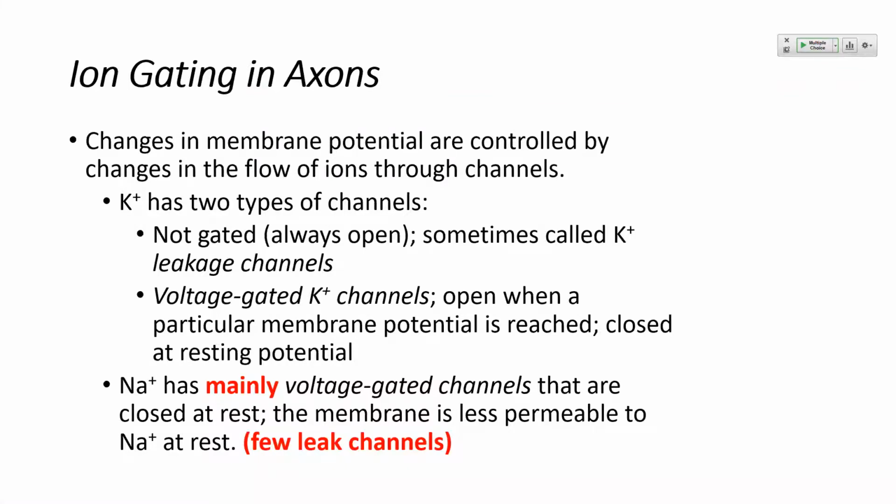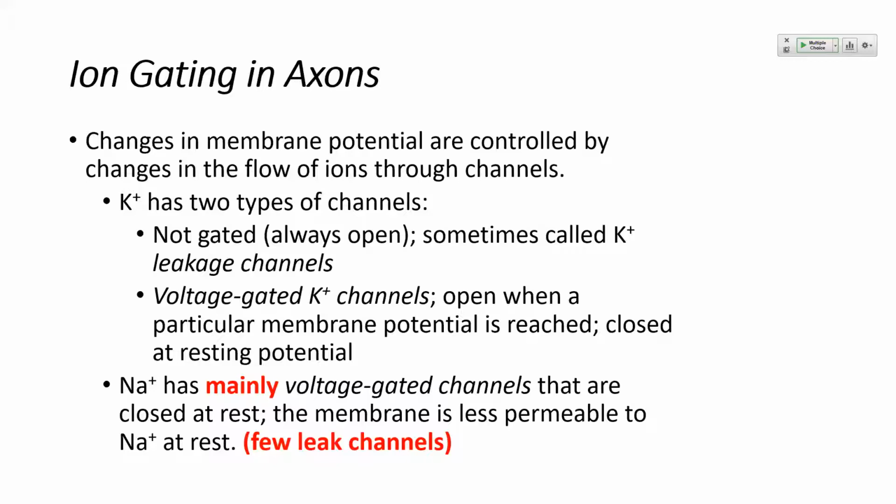All right, so changes in the membrane potential are controlled by changes in the flow of ions through these channels that we'll speak about. So we talked about sodium having a very positive equilibrium potential. So if we open up sodium channels, we're going to have a rush of sodium into the cell. Potassium has a negative equilibrium potential. If we open up potassium channels, we're going to have a slow trickle of potassium out of the cell. And so the movement of these ions helps to change the membrane potential to be either positive or negative.